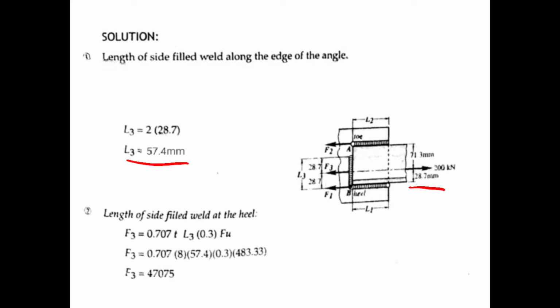So F sub 3 is equal to 0.707 times T multiplied by L sub 3 times 0.3 multiplied by F sub u. So our F sub 3 is equal to 0.707 multiplied by 8 times 57.4, which is the value of L sub 3, times 0.3 times 483.33, which is the value of F sub u. So our F sub 3 now is equal to 47,075.